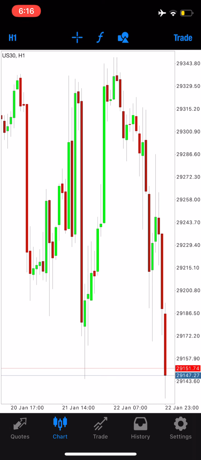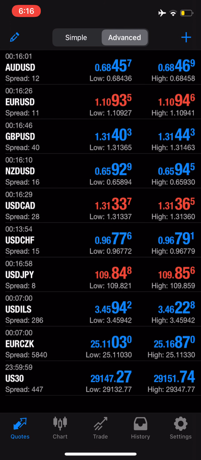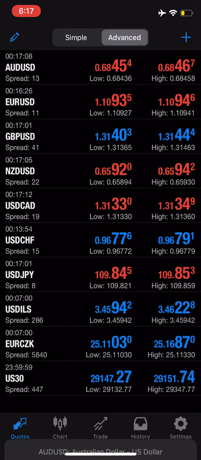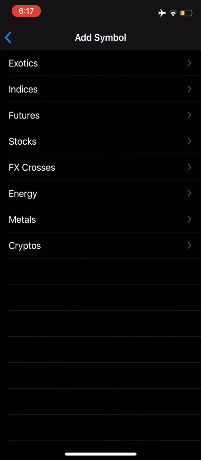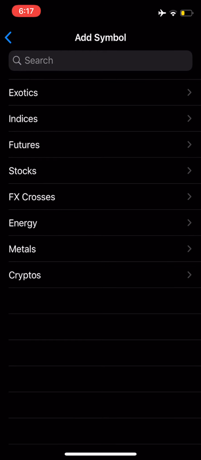So basically next you have quotes, right? Quotes is where you select your currency pair, right? At the top, you see you have Australian dollar versus US dollar. And then you have the price on the side. You have the advanced view and you have the simple view, right? But I keep it on the advanced. If you have to add a currency pair, you click the plus sign and you type in the currency pair at the top, right? Or you could select it from either of these categories, right?